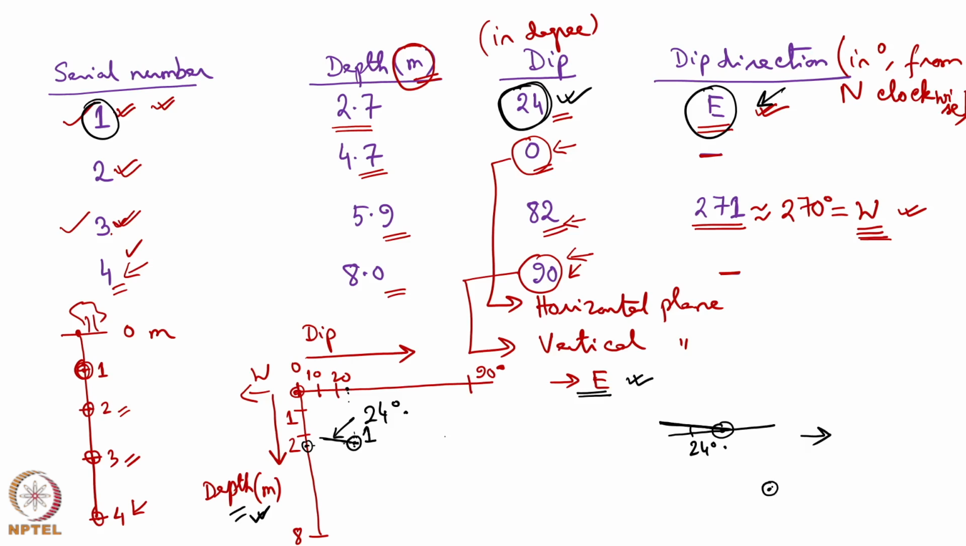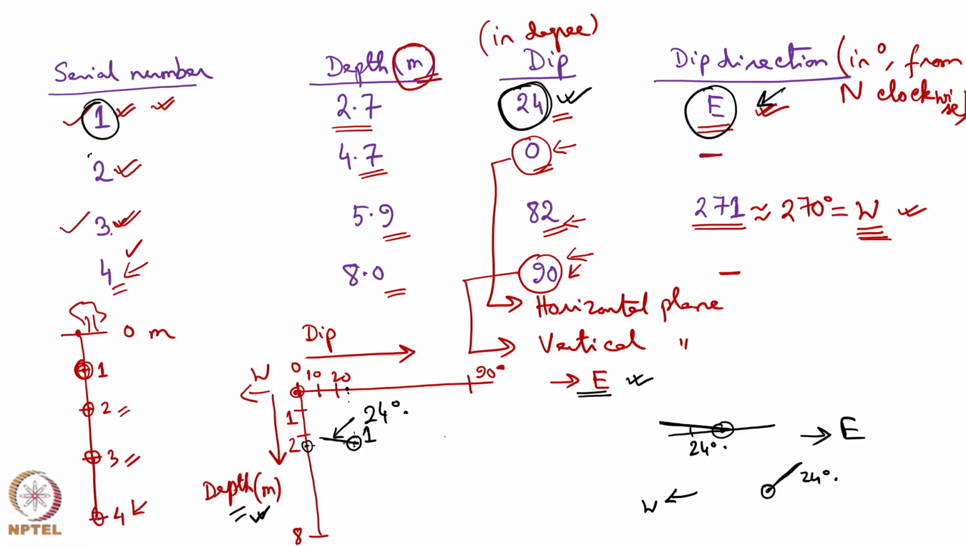I would have drawn this circle and the dot, and drawn a horizontal line. This is the geographic west direction. So, I would have drawn in this way a 24-degree angle, and after doing that I would have deleted the horizontal line. This would have been the plot.